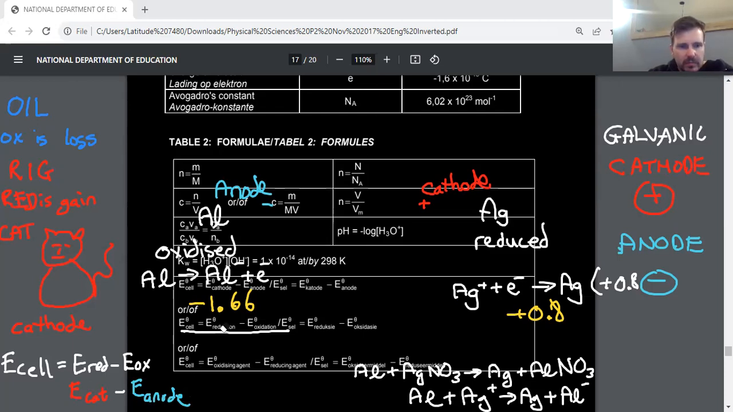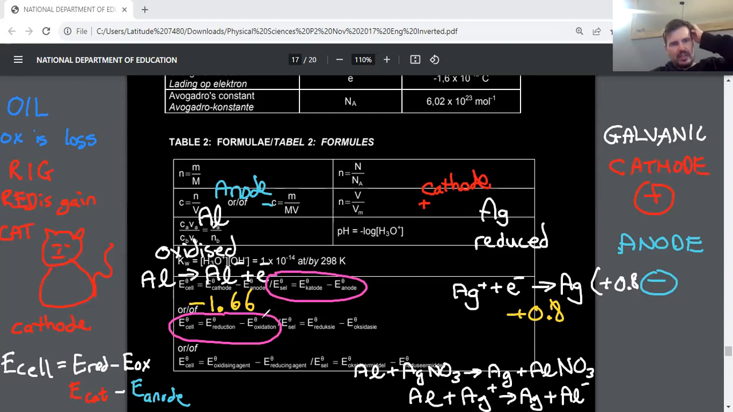I'm going to circle them in pink so you can see them. So can you see that? Yeah, I can. And then this is in Afrikaans, but cathode minus anode. So these two, reduction, cathode, oxidation, anode. So those are basically the same equation. So they say if you want to work out the cell, just do the cathode minus the anode.